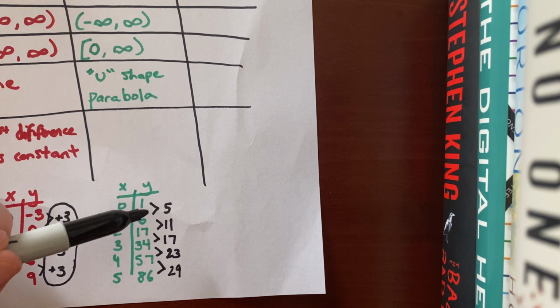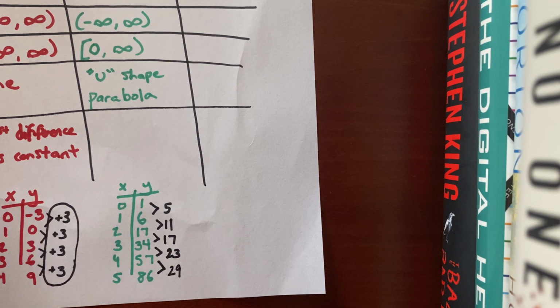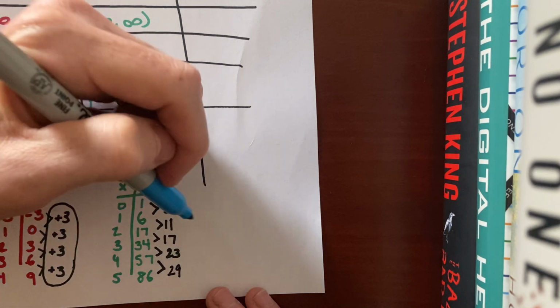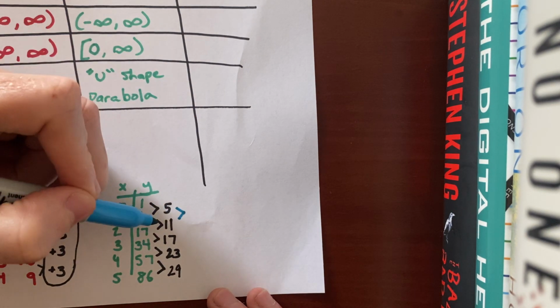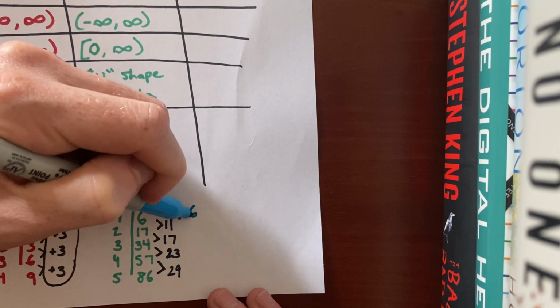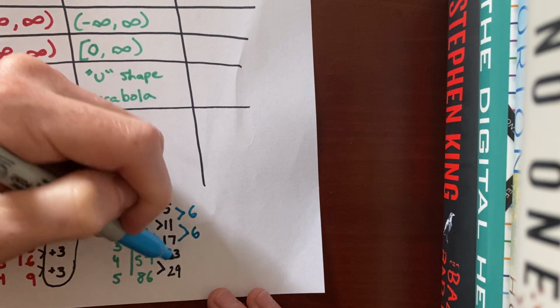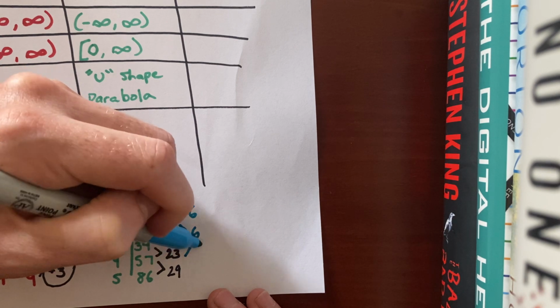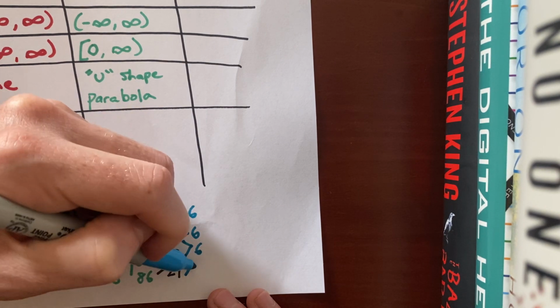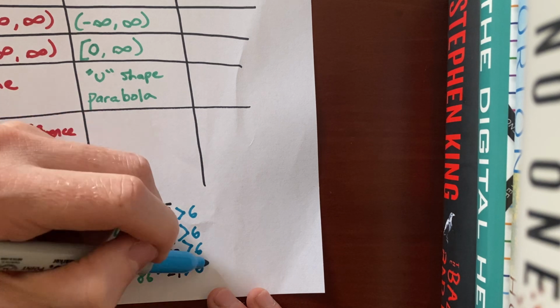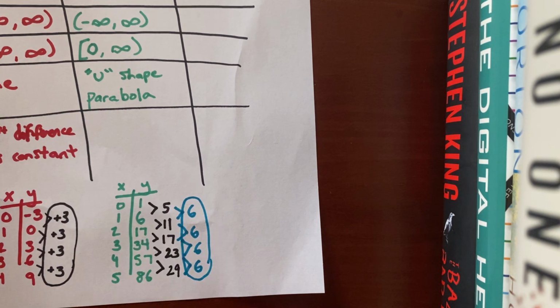Okay, so right off the bat, I know it's not linear. These numbers are not the same. So the first differences are not constant. Let's keep going and let's check to see if the second differences are constant. So when I do 11 minus 5, I get 6. 17 minus 11, and I get 6. 23 minus 17, 6, and 29 minus 23 is also 6. So if you notice, when I'm dealing with a quadratic table, the second differences were constant.